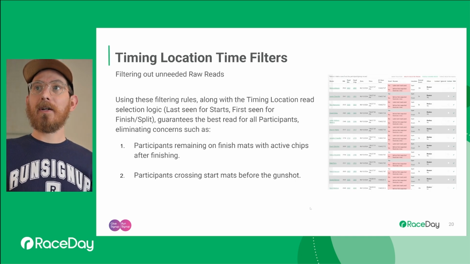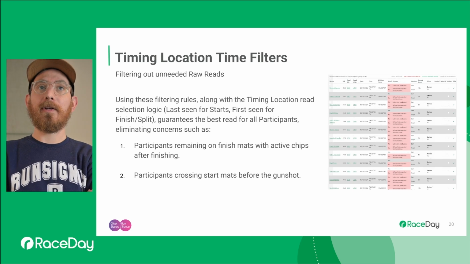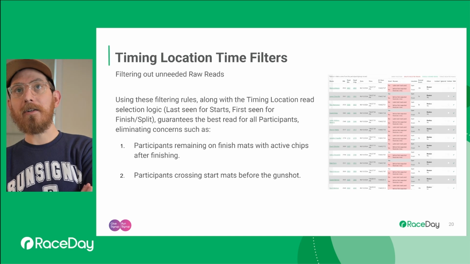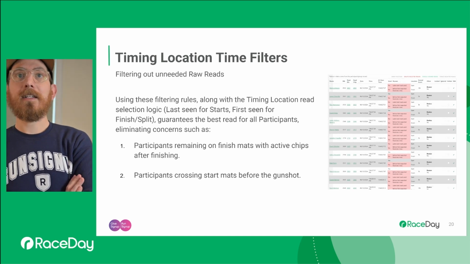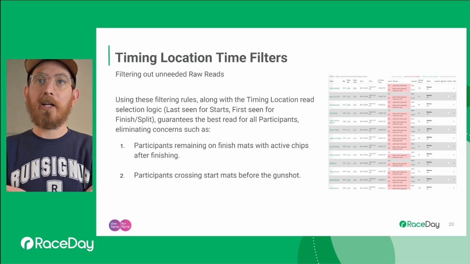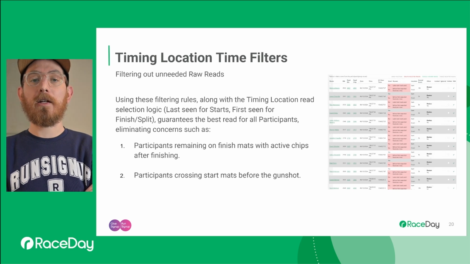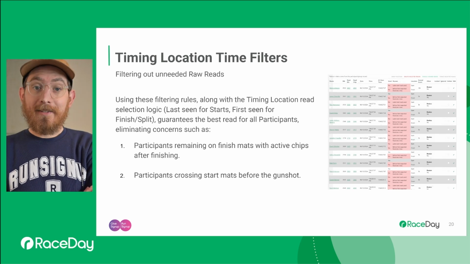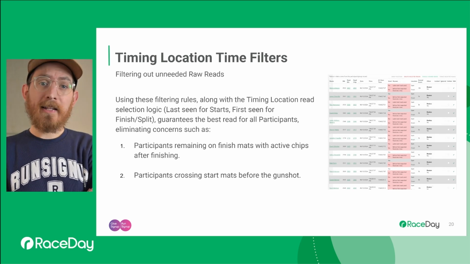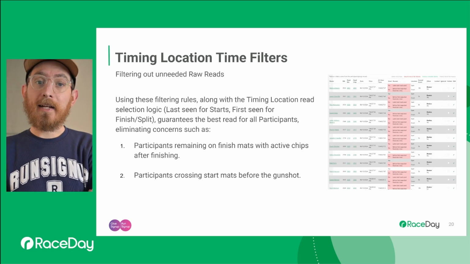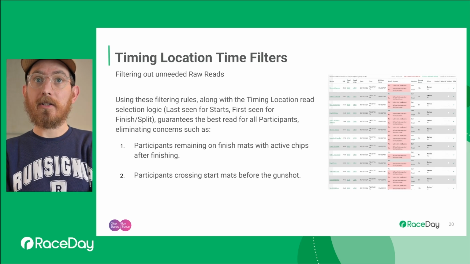Okay, so next we're going to talk more about these filtering rules. Using these rules, along with timing location read selection, the last one seen for starts, first one for finish, this guarantees the best reads for all participants, and it eliminates concerns such as participants finishing on the finish mats with active chips after finishing, and participants crossing the start mats before the gunshot. Because remember, I was talking about before, it's very common that people stand on the start mats before the start of the race, and it's very common for people to finish and then come back over and cheer their friends on, right? It's never going to be an issue because of the way the read selection works.